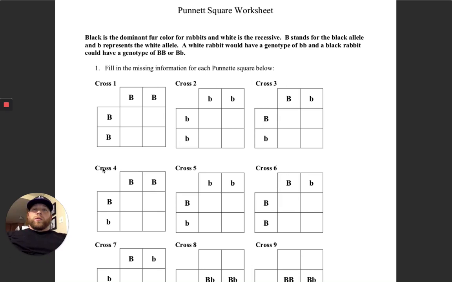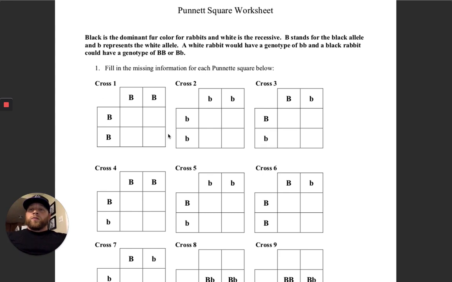Everyone, we're going to go over this Punnett square worksheet together. Hopefully this helps you all understand how to fill out Punnett squares number 1, how to understand what dominant and recessive traits are number 2, and also what genotypes and phenotypes are, because that's what these Punnett squares help us understand.